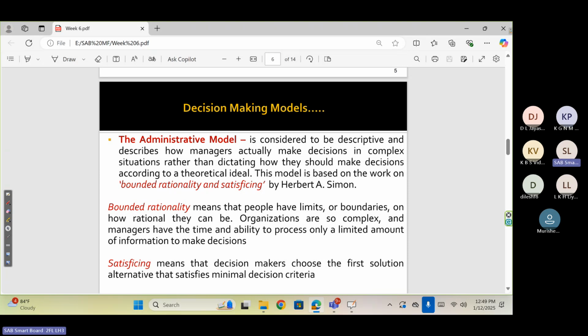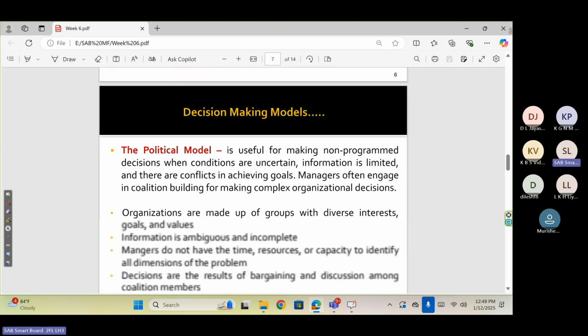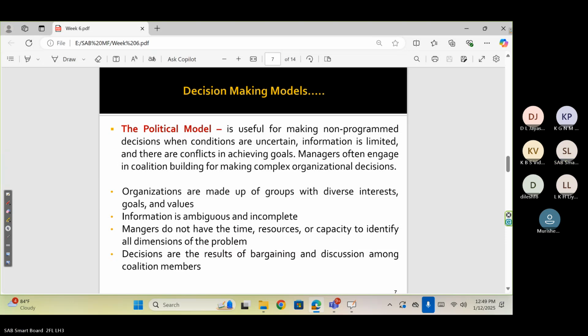Then in the political model, it says that decisions should be made as a collective, as a coalition, as a team. That is not actually bad. Teamwork is highly recommended in organizations. Teamwork, team decisions. This is also highly applicable for making non-programmed decisions. But even at the operational level, team decisions may happen. The supervisor cannot make a decision alone. He or she should follow the hierarchy, satisfy the hierarchy.